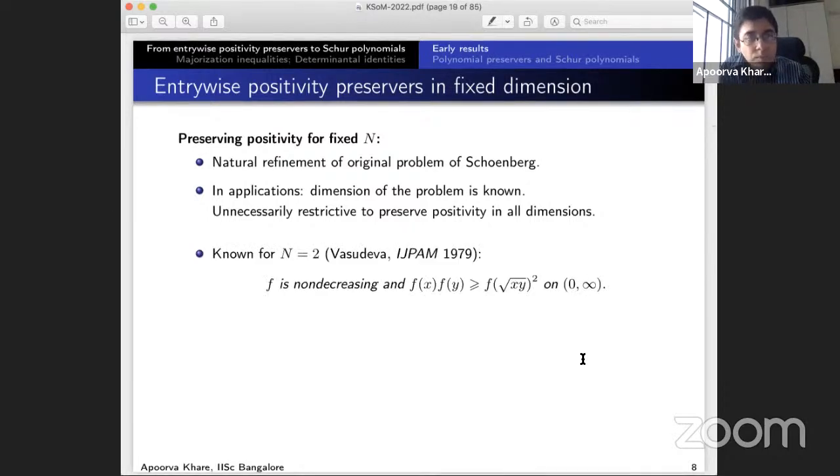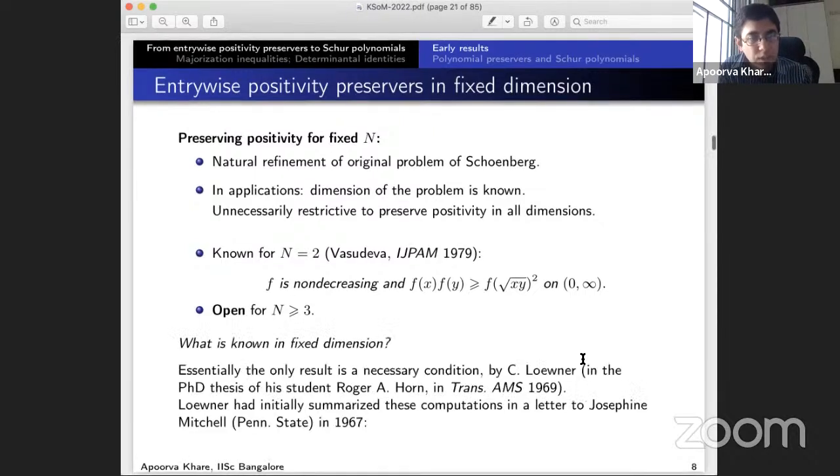What is known about this problem? It's natural to understand all the functions that preserve positivity in a fixed dimension. For 2 by 2, this was already done by Vasudeva, almost 45 years back or something. And this is the condition. It's not very difficult to understand. For 3 by 3 matrices, the problem is still open. So we still don't know a complete solution to which functions, when applied entry-wise, preserve positivity.